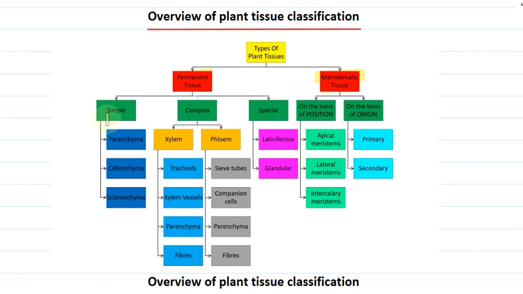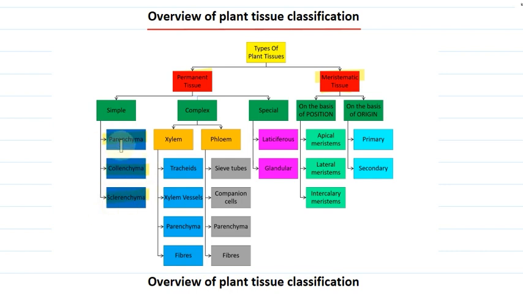Okay, so first let's understand what are simple permanent tissues. So simple permanent tissues are those tissues that are made up of only one type of cells. They are protective and supportive tissues. Okay, so under simple permanent tissues there are again three types of tissues. One is the parenchyma, second is the collenchyma, and third is the sclerenchyma.